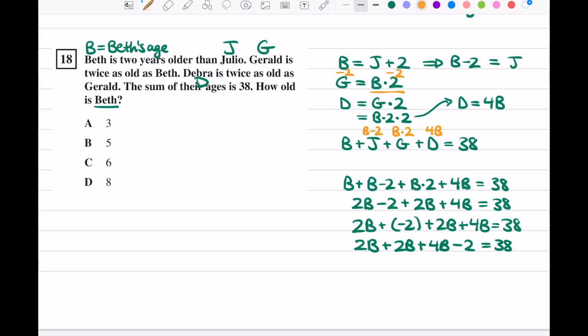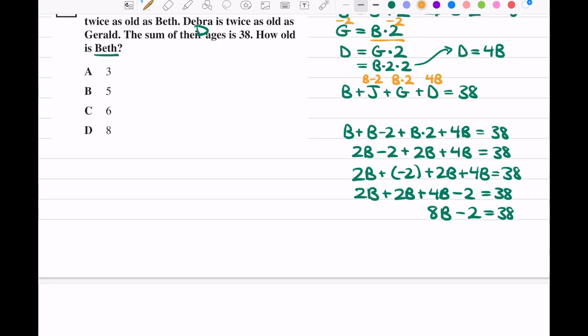Now we can add up our b's on the left side. 2 apples plus 2 apples gives us 4 apples. 4 more gets to 8. So we have 8 apples. Now we just need to get b by itself. So let's get rid of that minus 2. We can undo that by adding. So on the left side, we'll just have 8b, and on the right side, 38 plus 2 gives us 40.